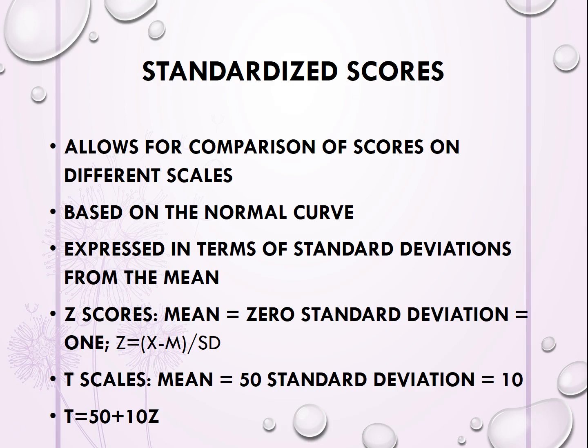T-scales. The T-scale sets the mean at 50 and the standard deviation at 10. Therefore, the formula is T equals 50 plus 10 times the z-score. This moves the decimal and makes all the scores positive. A score 1 standard deviation above the mean is a T-score of 60.